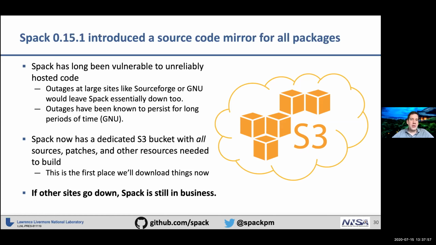But now we've deployed a mirror of our own, where basically we're putting all the different sources and patches and other resources that you need to build on the web in our own S3 bucket. And so this is now the first place Spack will search for packages, and it'll download the binary from here if it can, and if not, then it'll go and find it in an authoritative source. And our goal is to keep this populated with basically everything in Spack, so that if other things go down, we're still in business, you can still build, and you can rely on Spack even on weekends where GNU is moving their servers from one closet to another, as happened, I think, earlier last year.